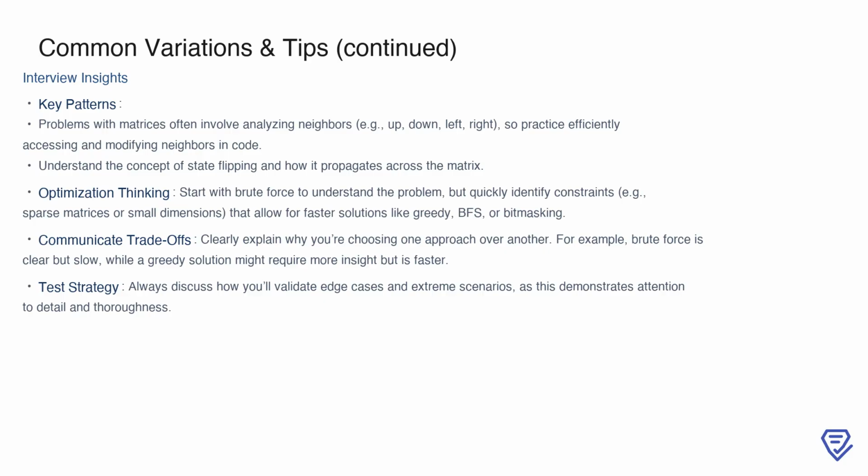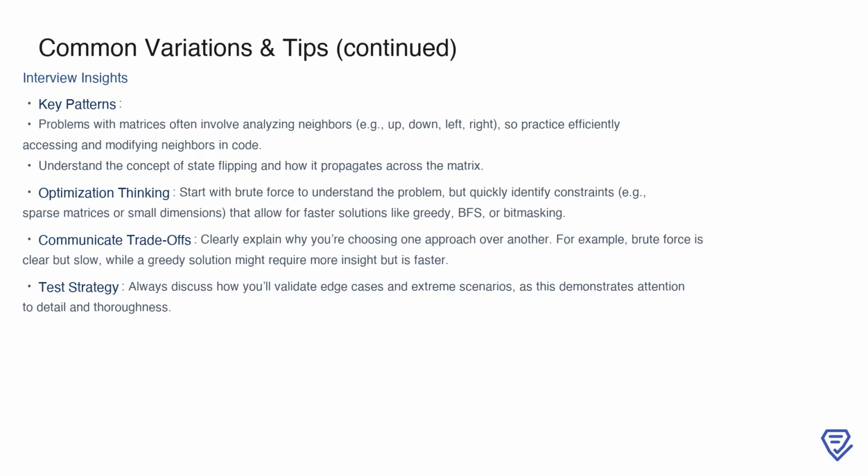When approaching this problem, start by considering a brute force solution to fully understand its mechanics. Then, look for constraints, like sparse matrices or smaller dimensions, that might allow you to optimize using techniques such as greedy algorithms, BFS, or even bit masking. Remember to communicate your trade-offs clearly during interviews. For instance, explain why you might choose a brute force method initially for clarity, even though it's slower, before transitioning to a more efficient approach.